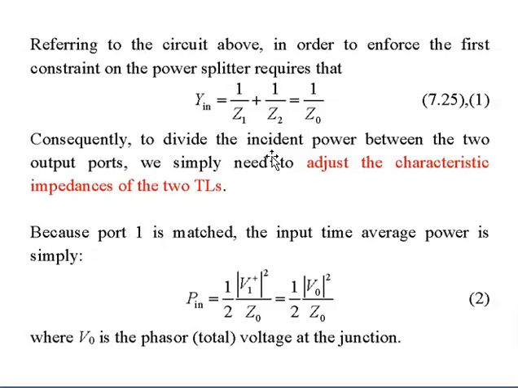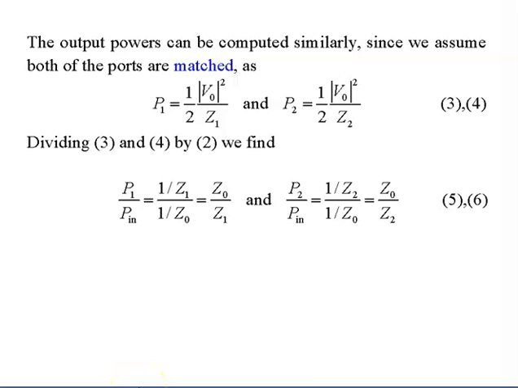Since we assume that port 1 is matched, the input time average power P in would simply be equal to 1 over 2 times the magnitude of V0 squared over Z0, where V0 is the total voltage at the junction. Now you are able to find P1 over P in is equal to Z0 over Z1, and P2 over P in would be equal to Z0 over Z2.